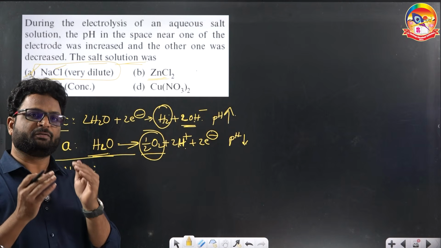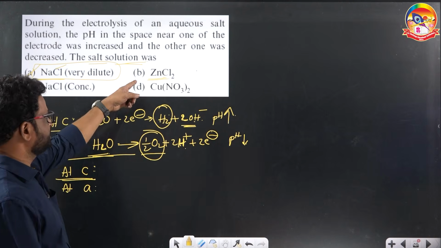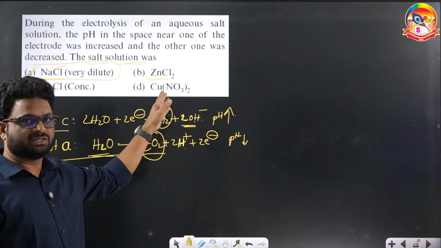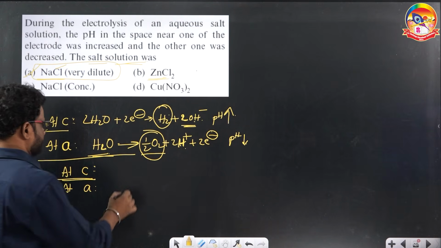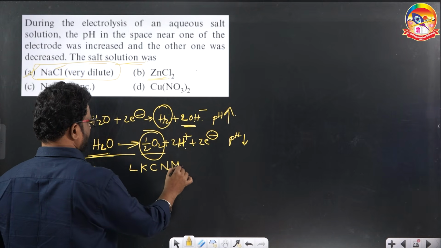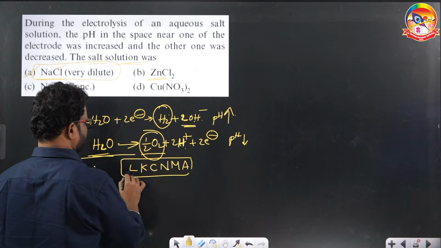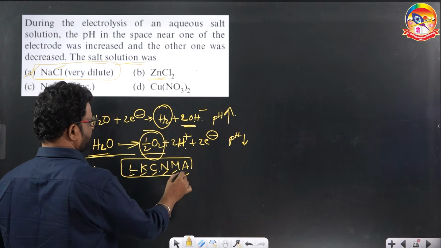If any other metal ion is present, then that metal ion undergoes reduction. Here it is zinc, so Zn2+ can undergo reduction easily. I will mention that the LK Cinema metals, according to the electrochemical series, are lithium, potassium, calcium, sodium, magnesium, and aluminum.